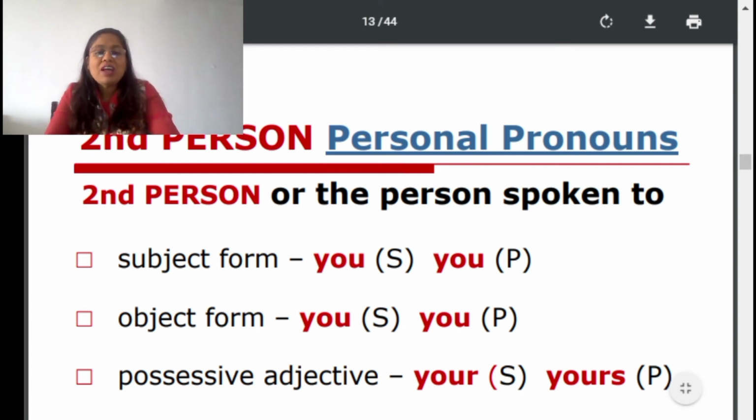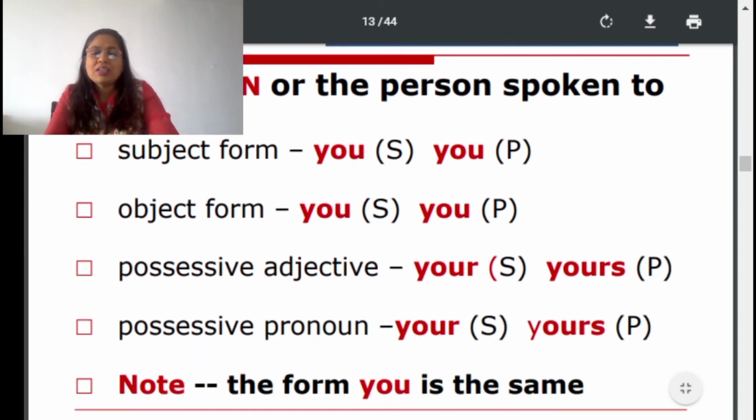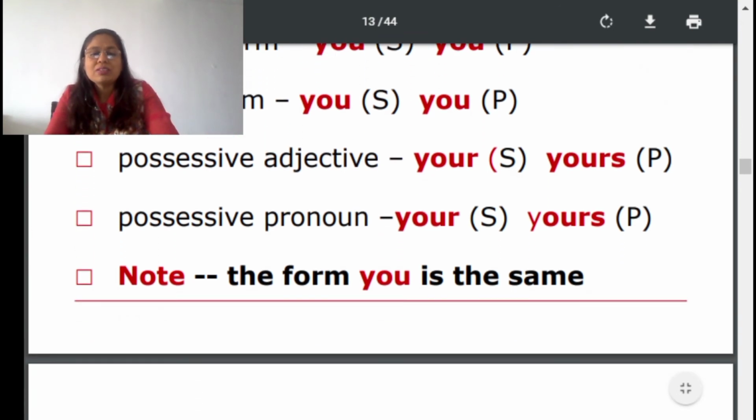The possessive adjective of you is your or yours. The possessive pronoun is also your or yours. The form you remains the same in a number of cases.